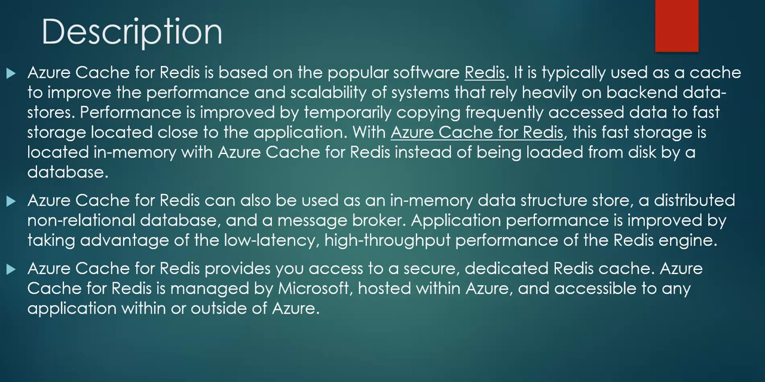Azure Cache for Redis can also be used as an in-memory data structure store, a distributed non-relational database, and a message broker. Application performance is improved by taking advantage of the low latency, high throughput performance of the Redis engine. Azure Cache for Redis provides you access to a secure, dedicated Redis cache. It is managed by Microsoft, hosted within Azure, and accessible to any application within or outside of Azure.